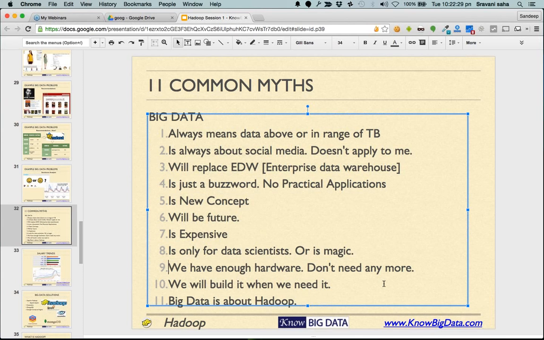Now, the 10th point is we will build it when we need it. This is another syndrome, another problem which I see with lots of people. Somebody was asking what the main challenges are. These are the main challenges for big data adoption, because when you meet people who are not aware of big data, they will give these excuses. This is a common syndrome: people come up with the excuse that we will build it when we need it.